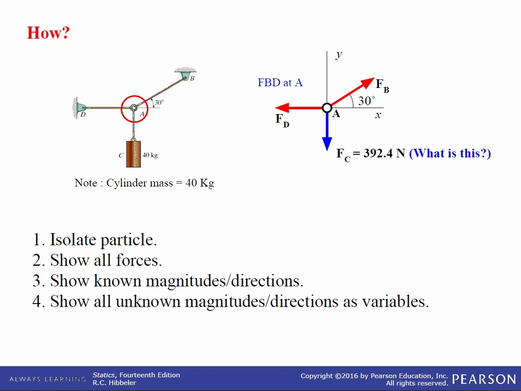First, you draw the outline shape. Imagine the particle to be isolated or cut free from its surroundings. This requires removing all the supports and drawing the particle's outline shape. So in this case, we're going to isolate particle A by drawing a circle around it. And then we'll put all the forces acting on that particle and their directions. So this one's in the negative x, this one's in the negative y, and this is 30 degrees in the first quadrant. Show all the forces.